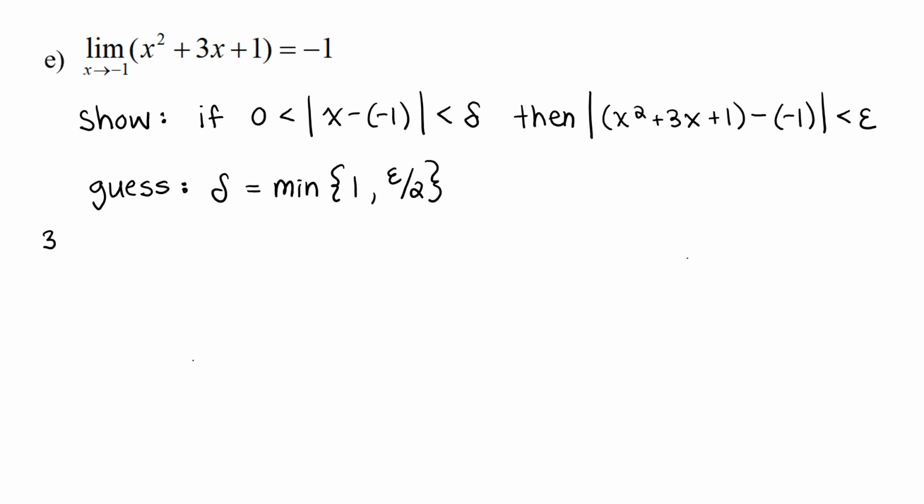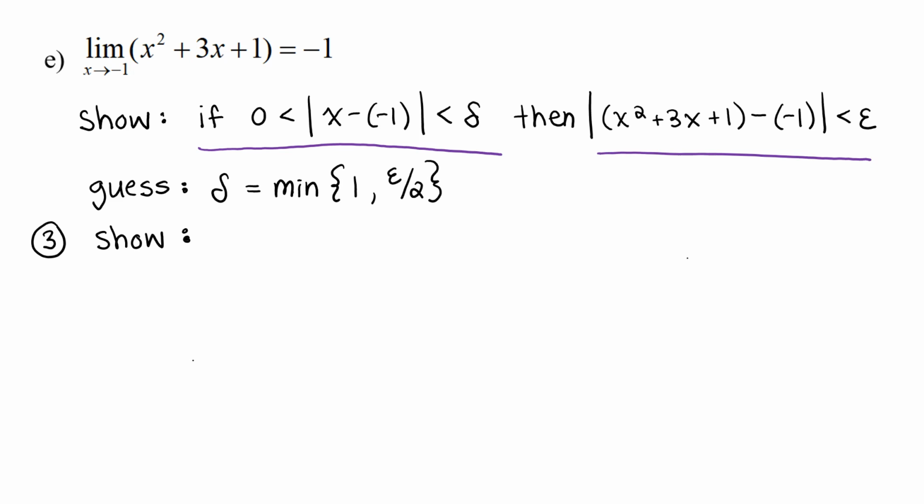And now our last step is to show that this is true. So we want to show that if delta is equal to the minimum of these two, that we can go from this statement to this statement. So we have our 0 is less than the absolute value of x minus negative 1 is less than delta. And we're trying to show that we can go from this to there with this delta.